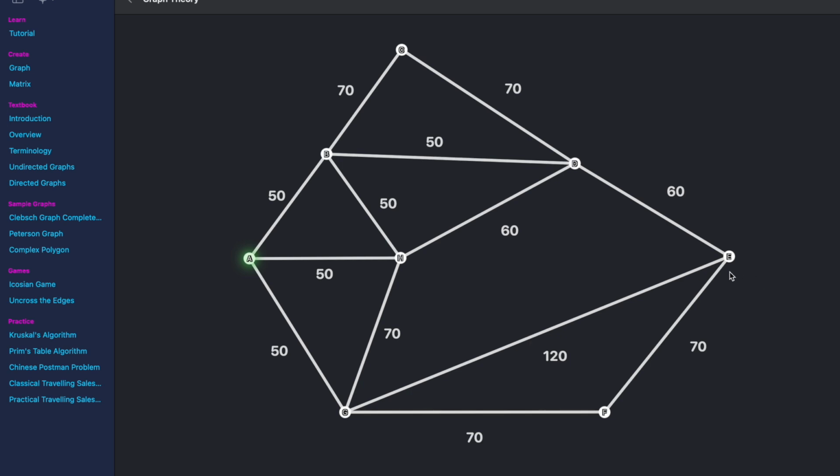E. The next thing we're going to do is find the shortest route between vertex A and vertex E. It looks like that route consists of just two edges, this edge of weight 50 and this edge of weight 120. Those two edges are the edges that are going to be traversed twice. All of the other edges in the graph will be traversed only once.